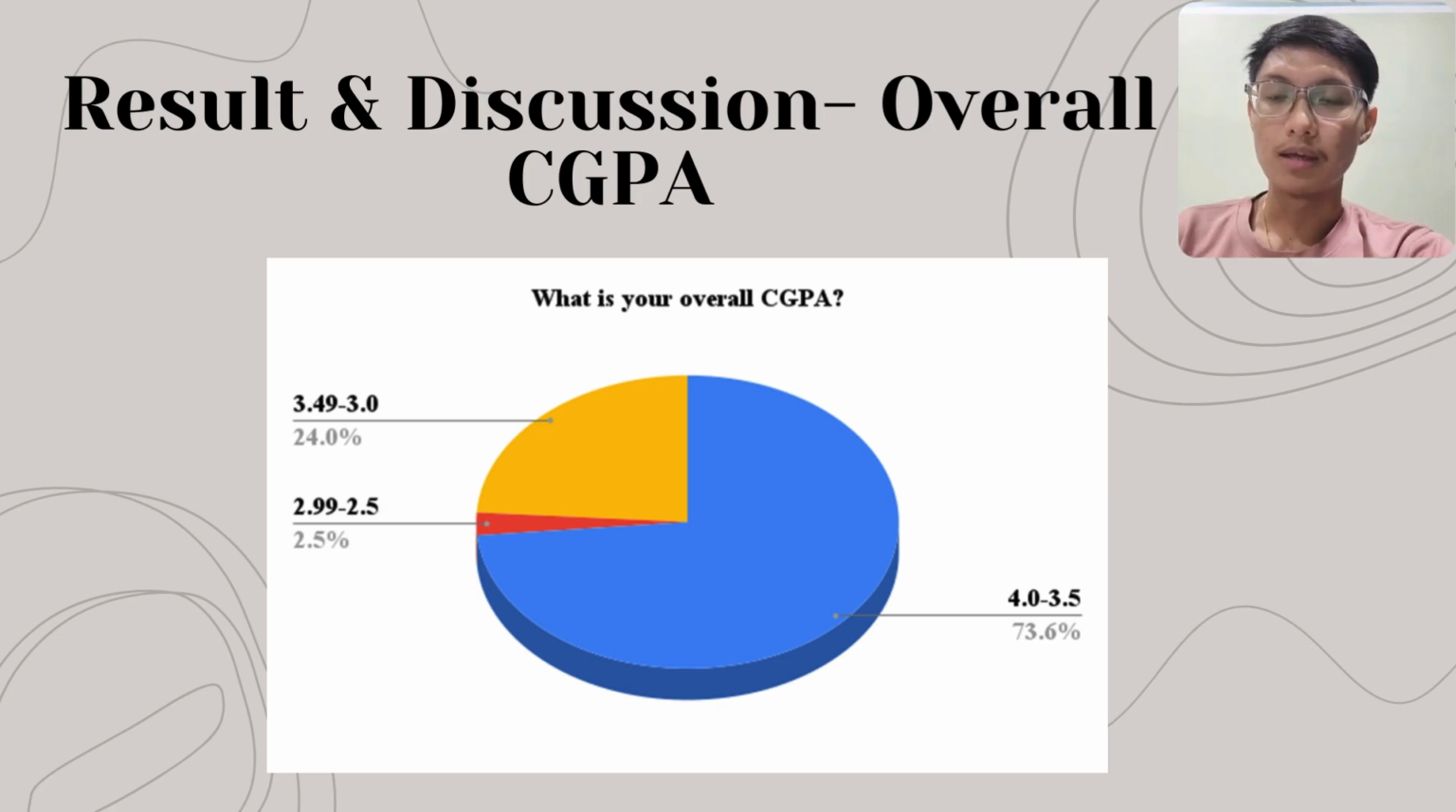For GPA, the biggest majority, 73.6% of the CGPA between 4.0 till 3.5, have the highest majority, and the next majority who get the CGPA between 3.49 till 3.0, which has the percentage of 24%, and the least percentage of the CGPA is 2.99 till 2.5 with the percentage of 2.5.